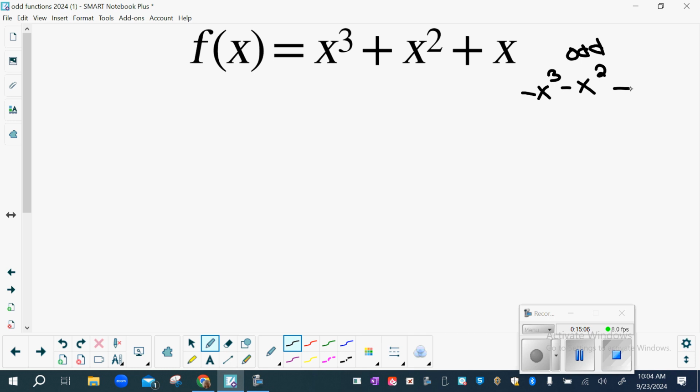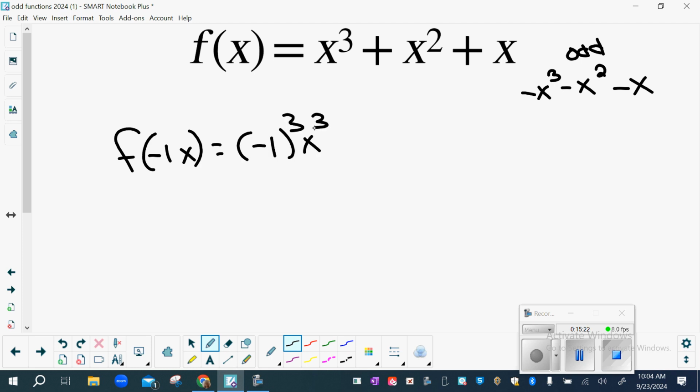Okay, if everything changes, it'll be odd. So here I go. F of -x equals (-1) to the 3rd, x to the 3rd, (-1) squared x squared, negative 1, x. Okay, here we go. Clean it up.